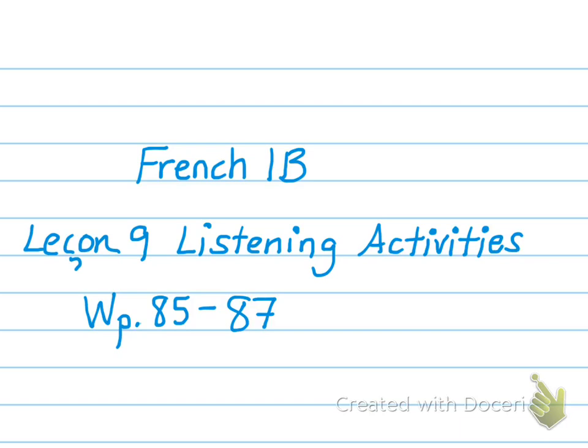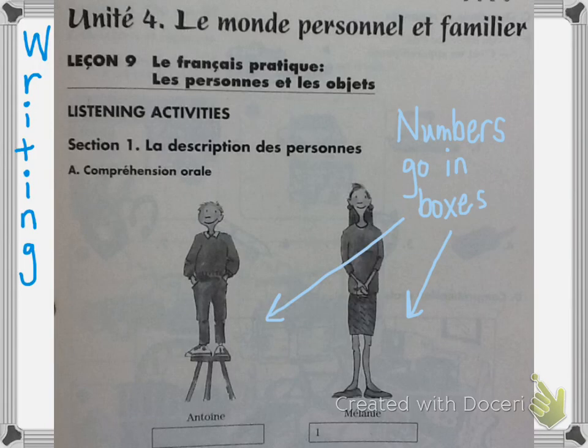Workbook pages 85 to 87. So if you would please get out your workbook at this time and open it up to page 85. Unité 4. Le monde personnel et familier. Leçon 9. Les personnes et les objets. Section 1. La description des personnes.